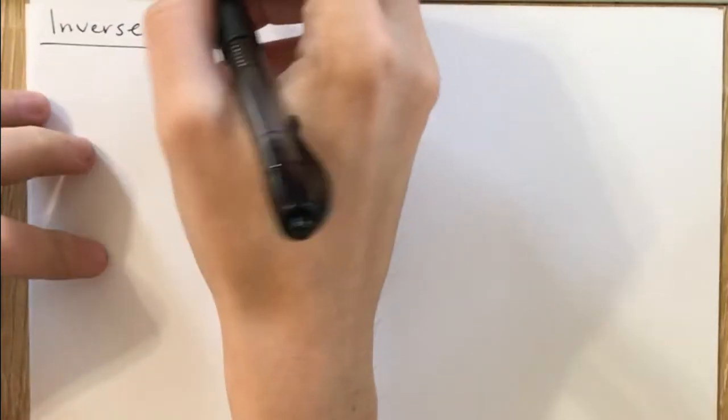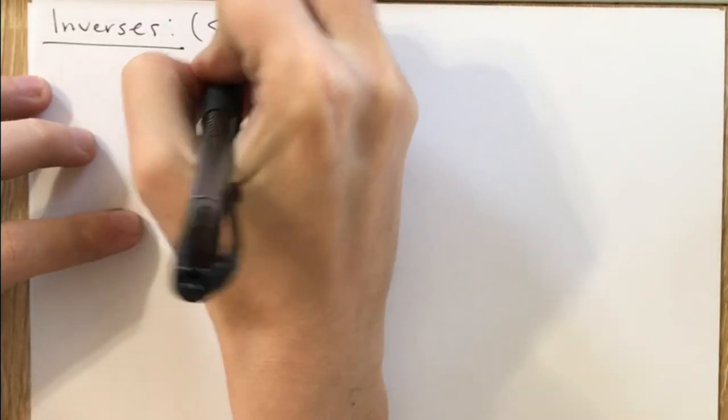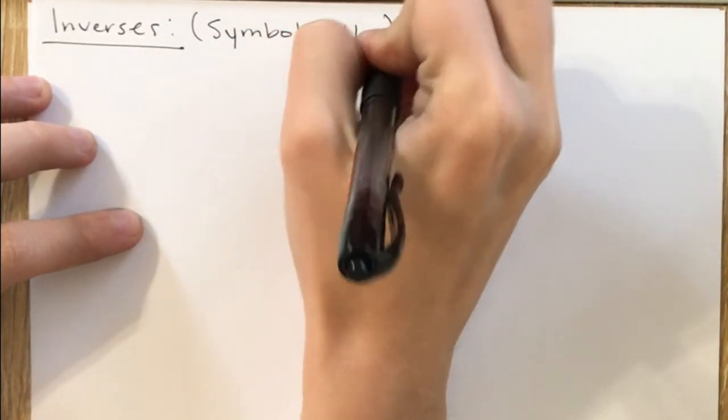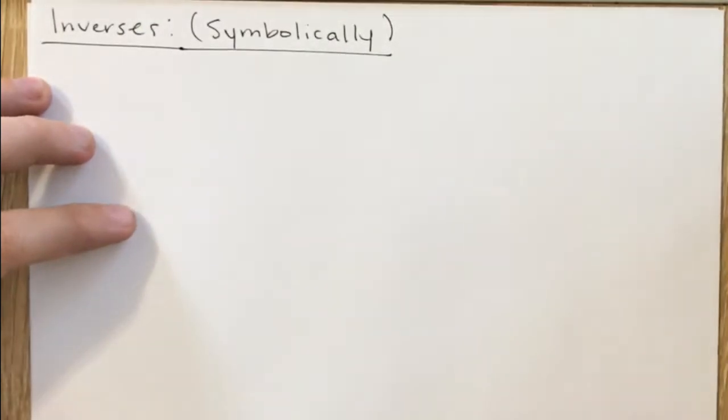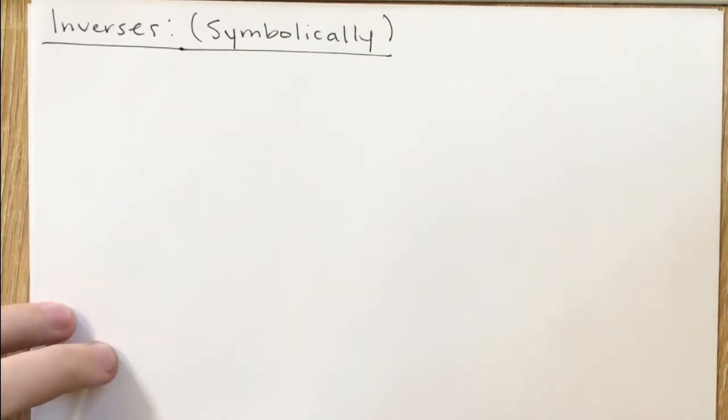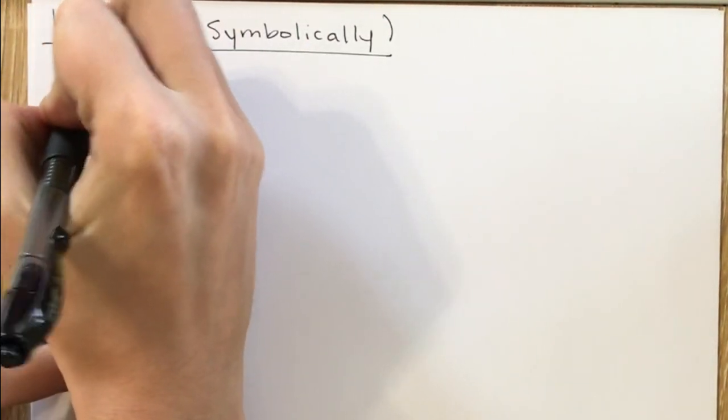Talk about inverses, but it's going to be symbolically. We've already talked about inverses graphically, but now we're going to talk about how to find the inverse of the symbolic form of a function. So first of all, let's refresh.